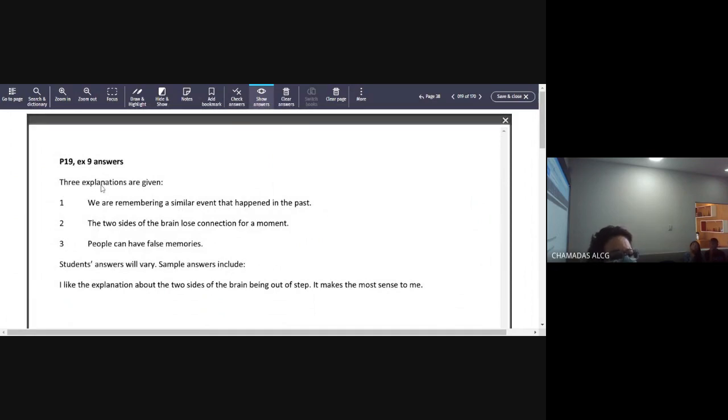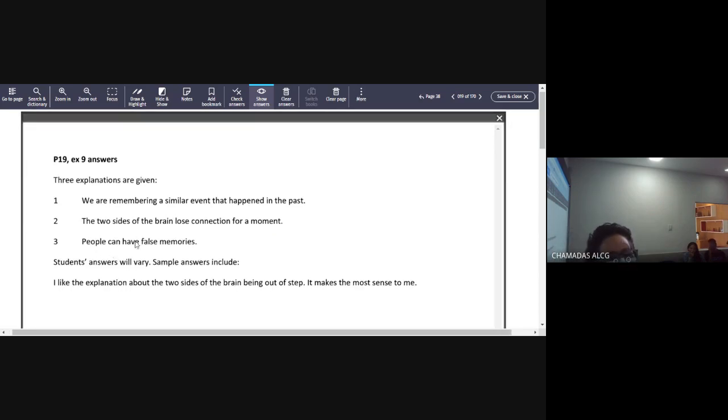So look, 3 explanations are given. All right. Yes. So number 1, we are remembering a similar event that happened in the past. The second one, the 2 sides of the brain lose connection for a moment. This is like a scientific explanation. And the third one, people can have false memories. It can also happen, okay?